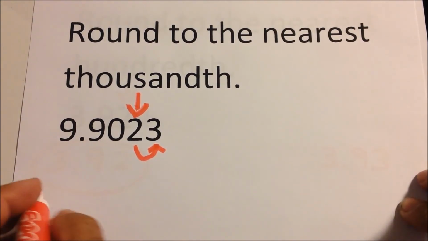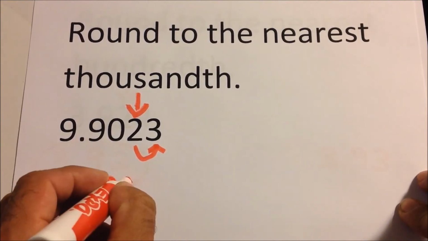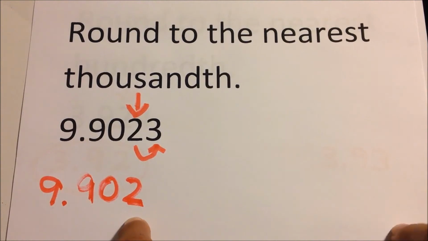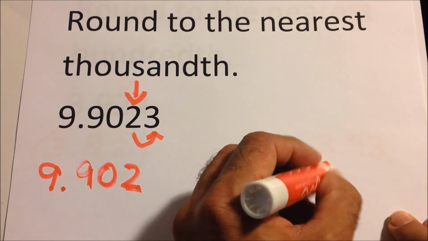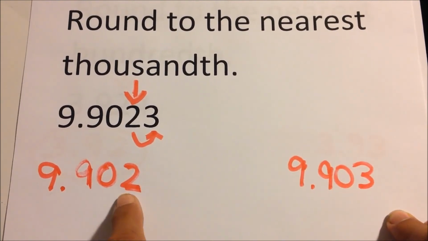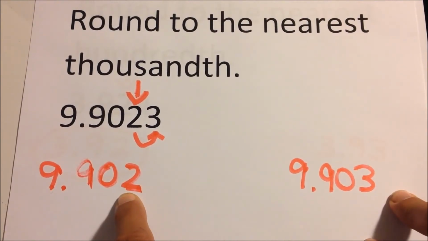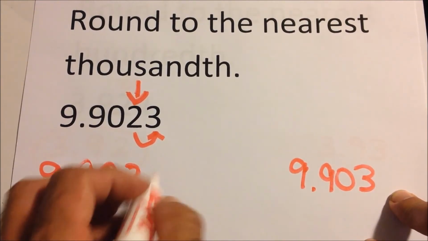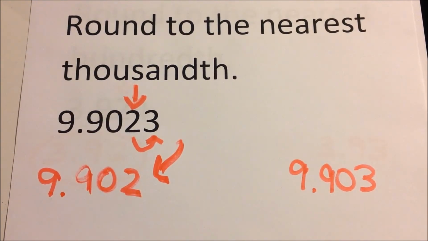What's it in between? So we put every number to the thousandth place. So we have a 9.902, and what would the other number be? It'll be 9.903. Those are the two numbers in the thousandth. And what is it closest to? 4 or less, down. It's closest to this. So that's how you round. Takes a little patience and practice.